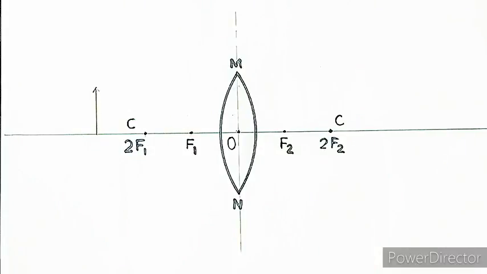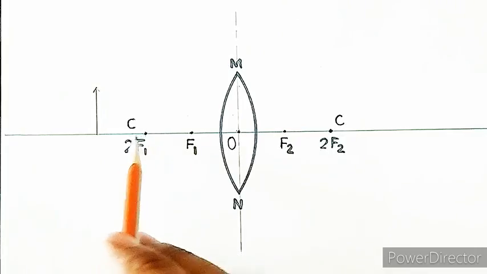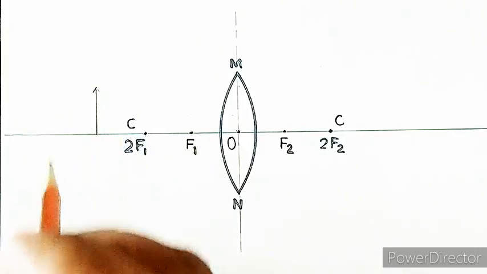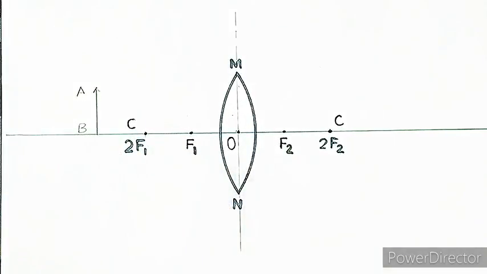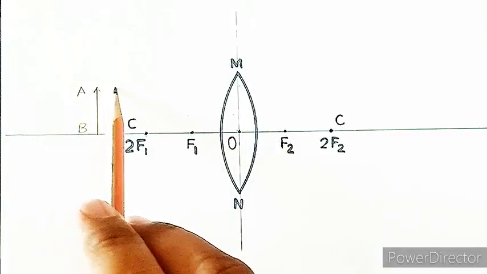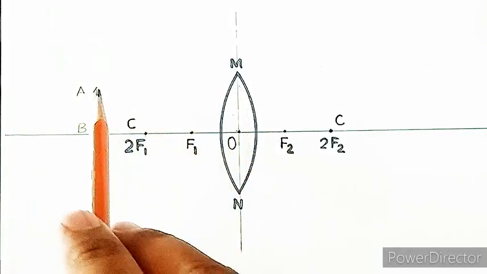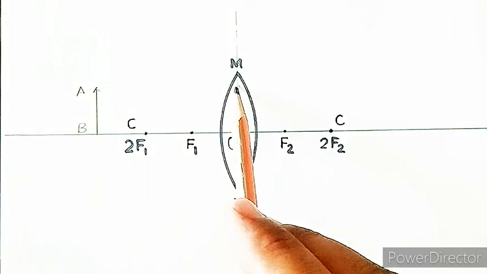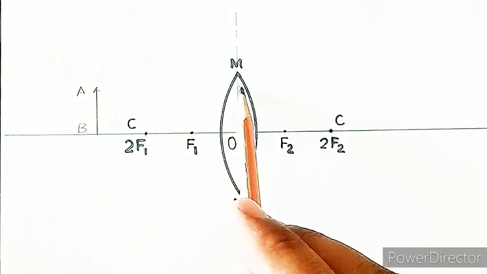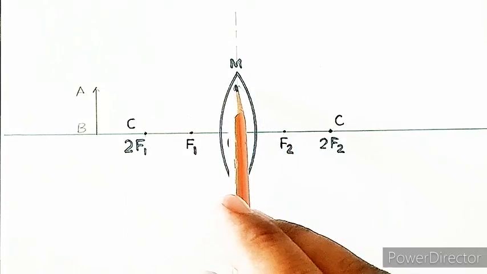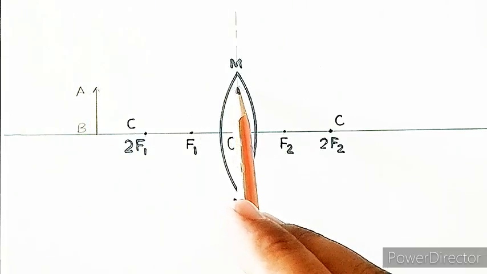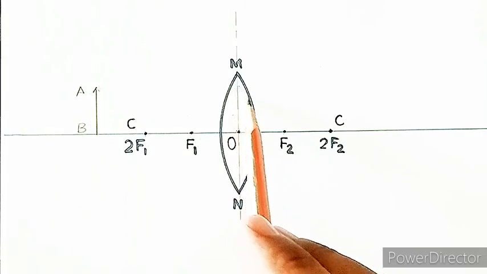Now let us draw the second position from the table. You have an object beyond 2F1. Okay, this is your F1, this is 2F1. The object is beyond 2F1. Let the object be AB. Okay, so the first ray will be a ray of light parallel to the principal axis. This is your principal axis. A ray of light parallel to the principal axis, after refraction, it will pass through F. Okay, this is F, that is F2. So a ray of light parallel to the principal axis, after refraction, it will pass through the principal focus.